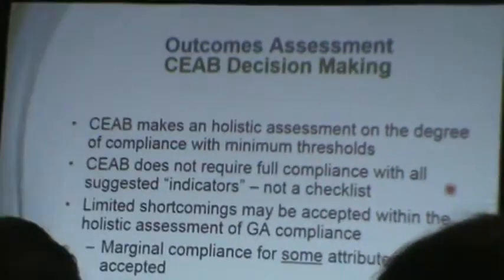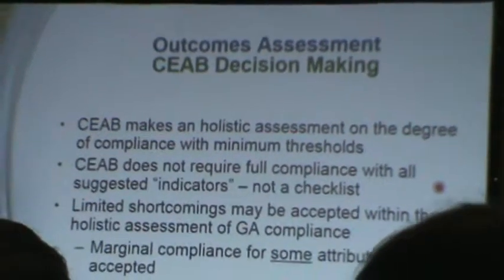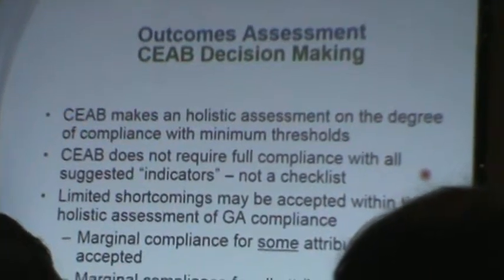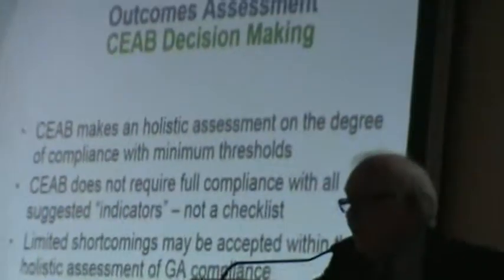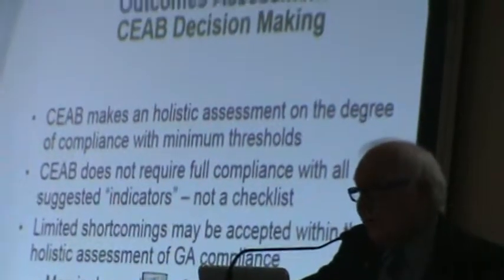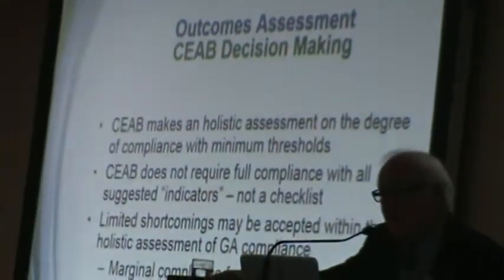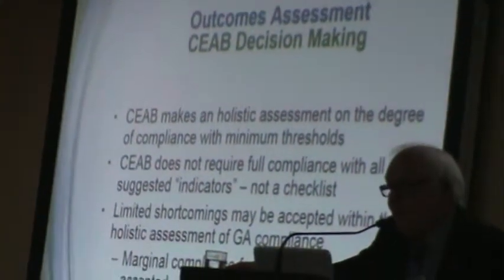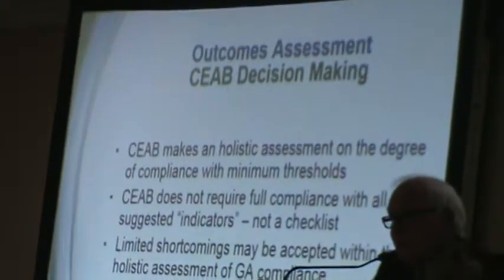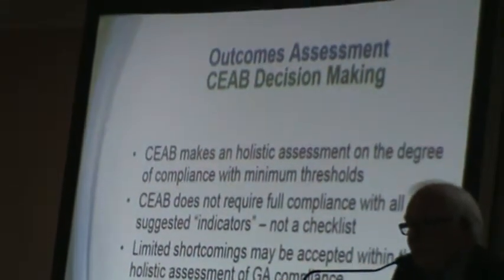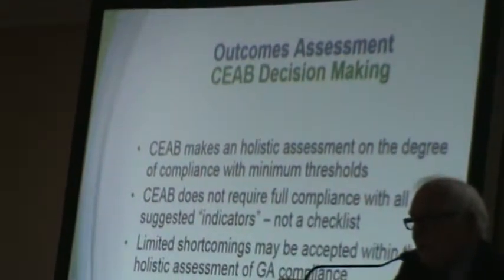So, once we have all of this information, what does the CEAB do with it? We make a holistic assessment on the degree of compliance. We don't require full compliance with all suggested indicators. Again, you saw examples of many, many indicators. It's not expected that all of the indicators are met. We're looking more at process and that change is taking place.